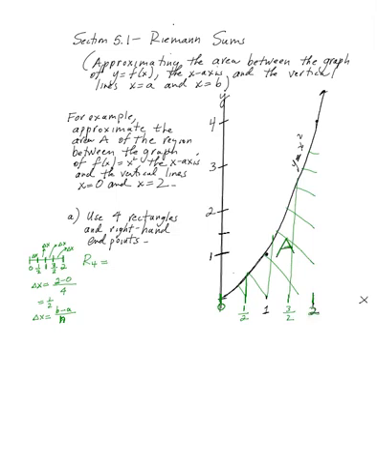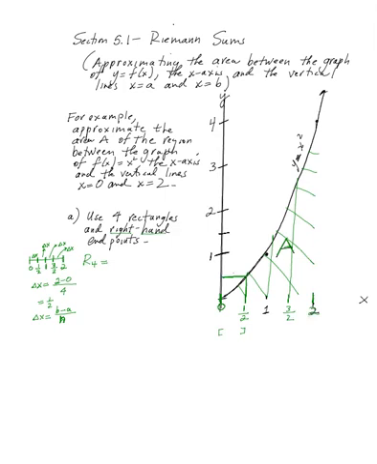It tells me to use right-hand endpoints. So the first subinterval is 0 to 1/2. What's the right-hand endpoint of that first subinterval? It's 1/2. So I'm going to let f of 1/2, or the height of the graph over 1/2, be the height of my first rectangle.